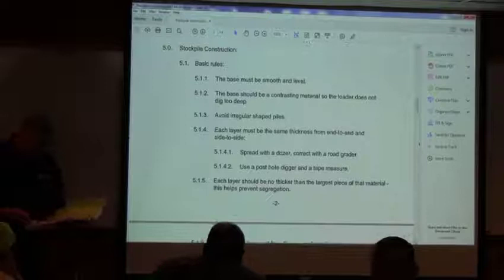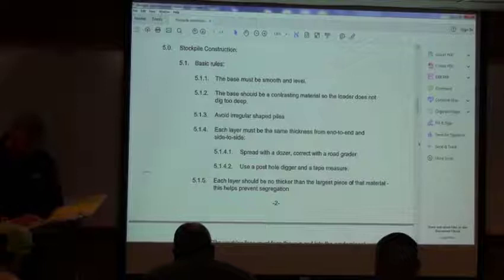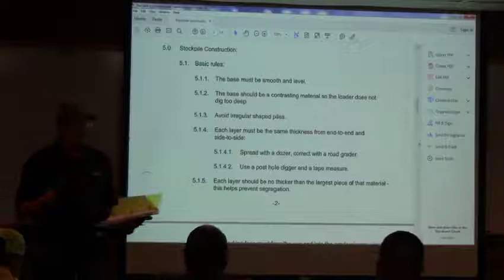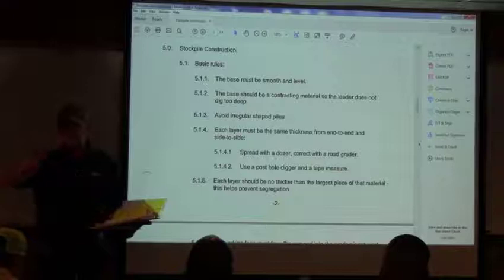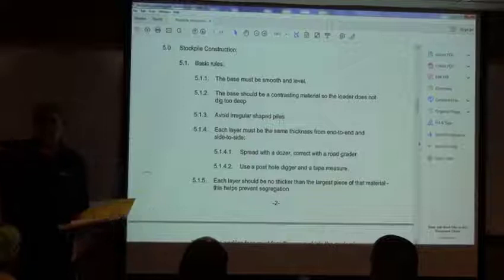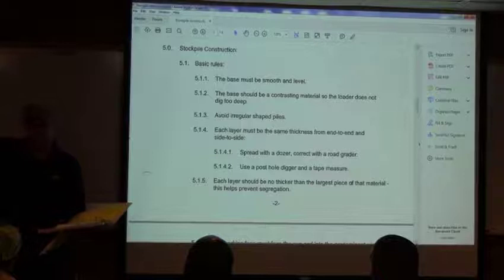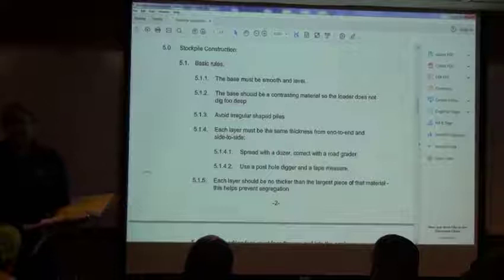I'll just cover some of these real quick. Basic rules is what we're talking about. The base must be smooth and level. I don't know how many guys would want to put a stockpile on uneven ground. The only thing we really looked at in Elgin was toward the top, toward the barn. There's that one spot where it comes up, and we can't dig there because there's a buried utility under it. So it hampers us a little bit right at the beginning of that pile. But other than that, we do pretty good there.